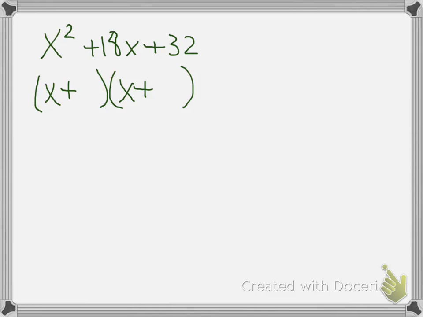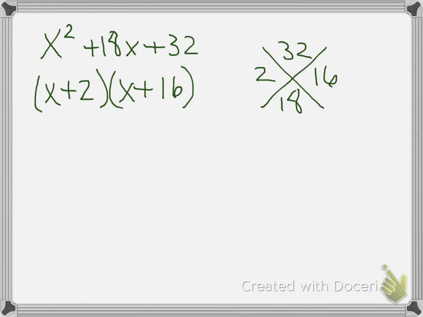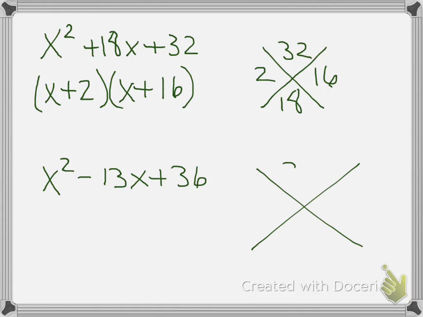Okay, then what do I do from there? Well, I could do the diamond math and say 32 and 18 just like we did on the previous slide, and I now know that's 2 and 16. Those are the 2 numbers that go in the parentheses, and you're done. That's factoring. What would happen if it had been equal to 0? Well, we'll get to that in a second.